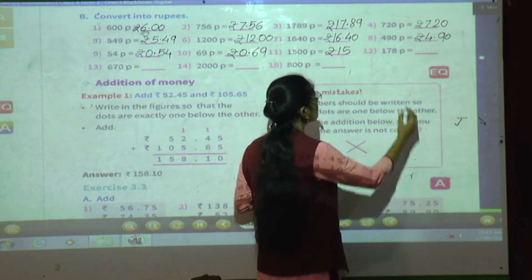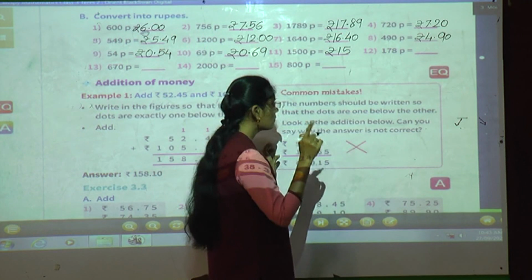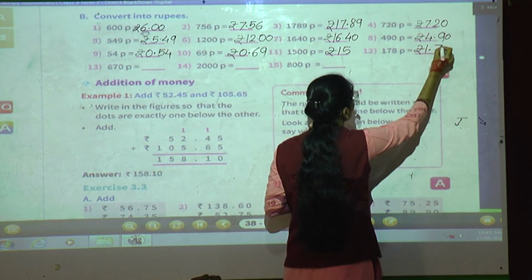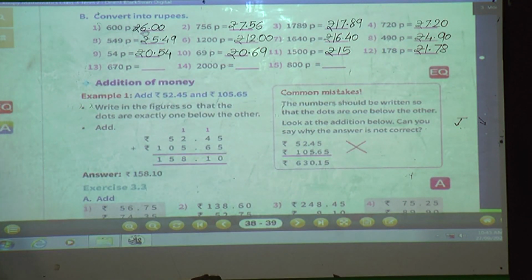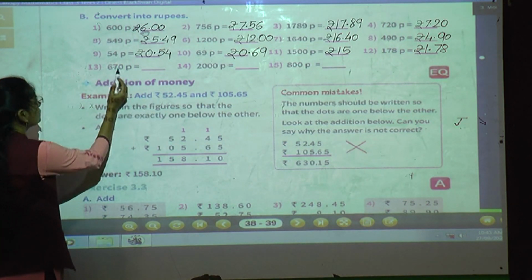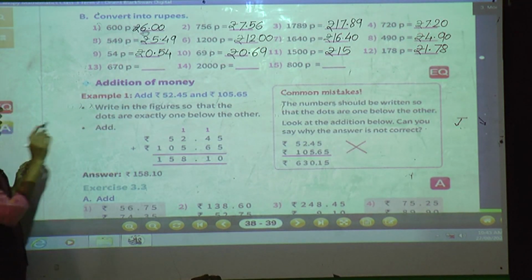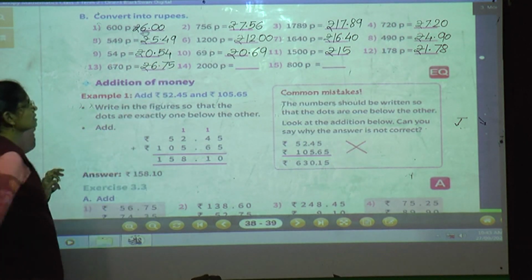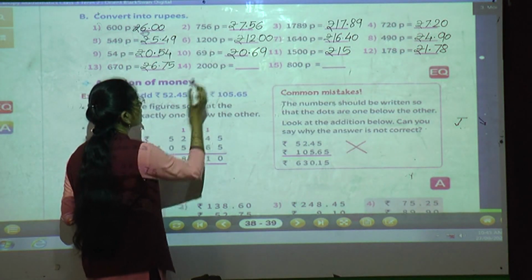Next, 178 paise. From the right side, which one is the second digit? 7 is the second digit. So before 7 you have to give a dot. So give a dot: rupees 1.78. Next, 670 paise. Now this is a 3-digit number. From the right side, which one is the second digit? 7. So before 7 you have to give a dot. So rupees 6.70 means 670 paise.